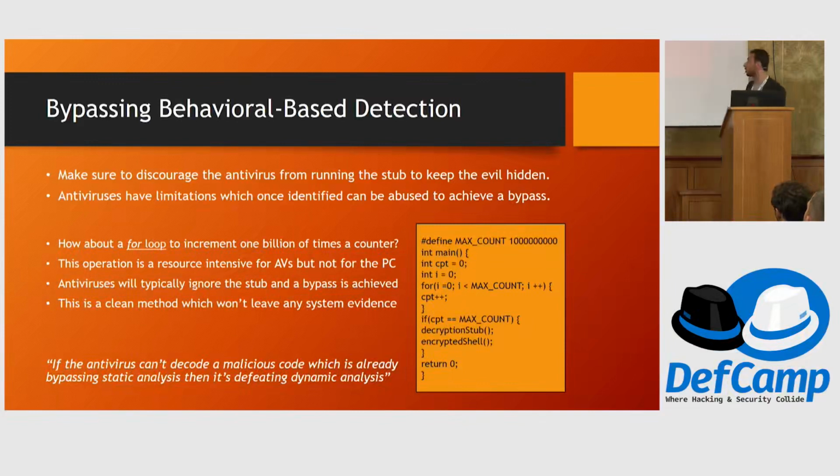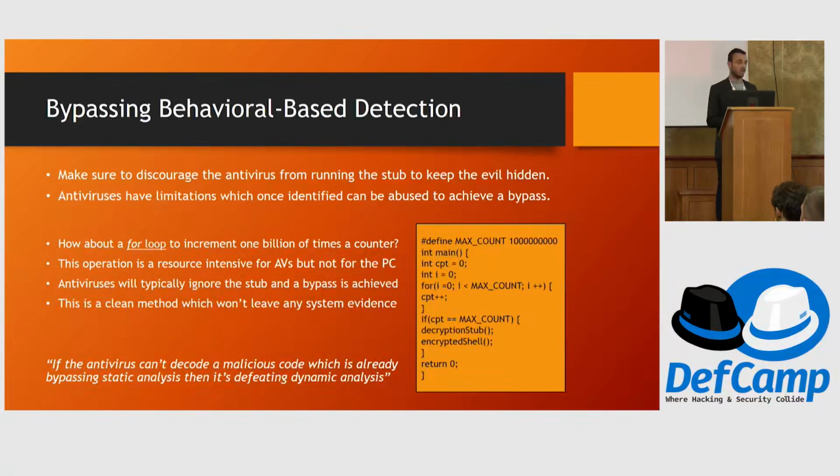So this very, very simple code does a for loop incrementing a counter 1 billion times. This will discourage any antivirus. This has been tested and is 100% working. So if you're doing this, okay, as you can see, this is the decryption stub, and this is the encrypted shell. It's resource intensive for most of the EDRs, but not on the PC. Actually, with the machines that we are using these days, you will barely notice that there is anything happening in the background. Also, antivirus typically ignores the stub.